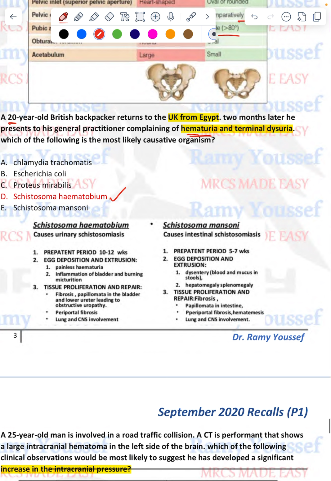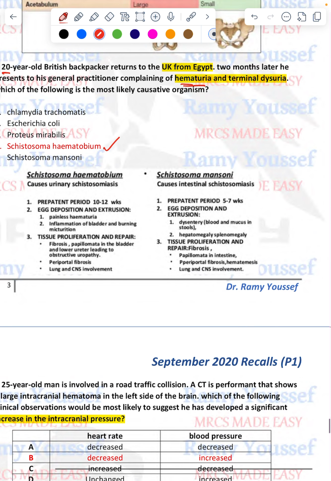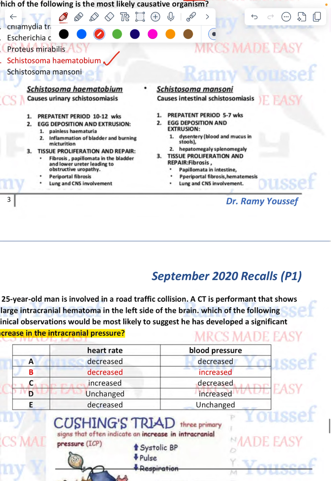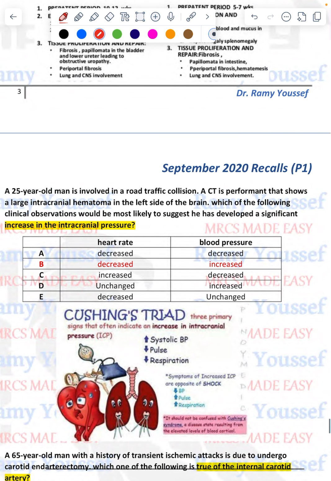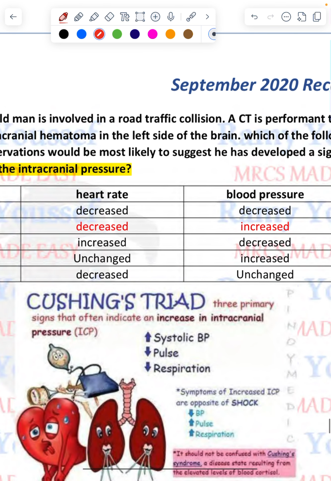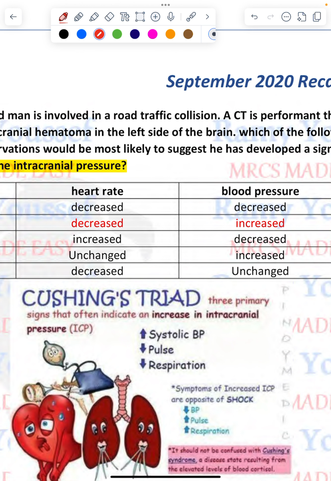So with any compression, this triad is there: increase in blood pressure, decrease in heart rate, decrease in respiratory rate. So BP has to increase and heart rate is decreased. That is Cushing's triad. Signs often indicate Cushing's triad. Blood pressure is increased, and respiration and pulse go down. This is the opposite of shock. In shock, blood pressure is low, with tachycardia. It should not be confused with Cushing syndrome, a state resulting from elevated blood cortisol level. Cushing's triad is different.